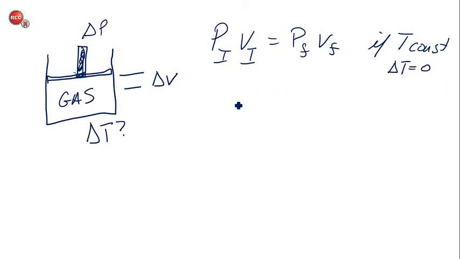So maybe delta T is not 0. Maybe what you do instead is you put a fire under this and don't change the volume. So if V is constant, let's get the eraser out if I can.